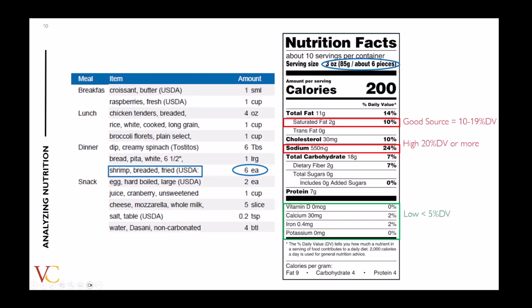Let's apply this to one of the foods that our fictitious case study, Kayla, has eaten. This list before you is one of the days of food that she consumed. Of the foods that she consumed, she ate 6 pieces of breaded fried shrimp. On the right side is a food label for the breaded fried shrimp in the same serving size that she consumed. The first thing that I notice is that the saturated fat is a good source because it has between 10 to 19%.